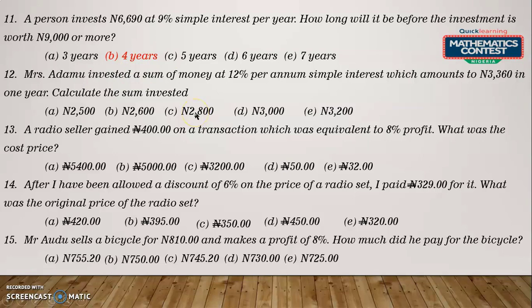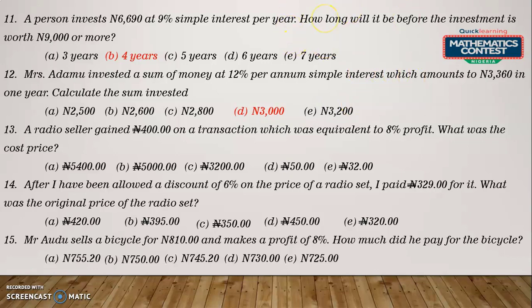The question number 12 is this. Now, Mr. Adamu invests a sum of money at 12% per annum simple interest, which amounts to this in 1 year. Calculate the sum invested. So, to get the sum invested, you were actually looking for the principal. What we're going to do here is, it's kind of algebra in nature, but the answer is 3,000 naira. What I mean by algebra in nature is that we have to use this relationship.